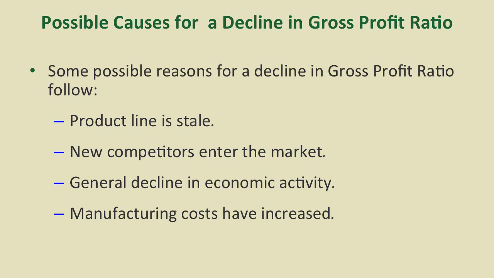Thirdly, general decline in economic activity. When there's an economic depression, market demand decreases. It makes it more difficult for you to generate sales revenue. Fourthly, manufacturing costs have increased, so it becomes more difficult to control your cost, and your gross profit margin decreases.